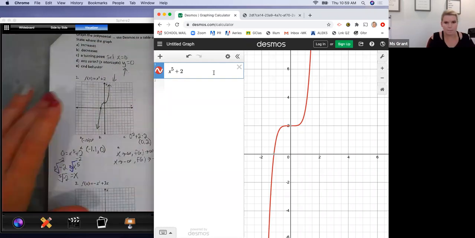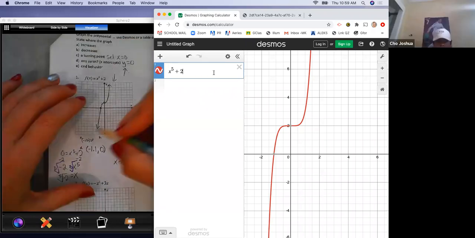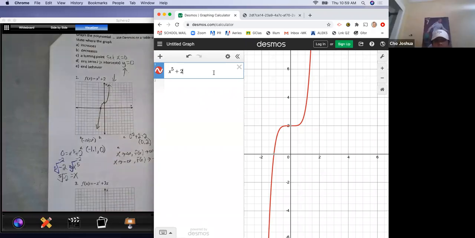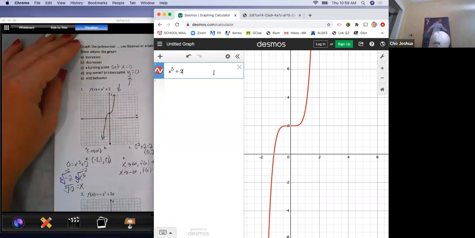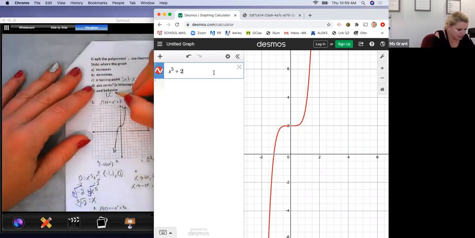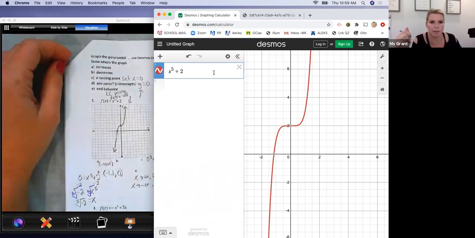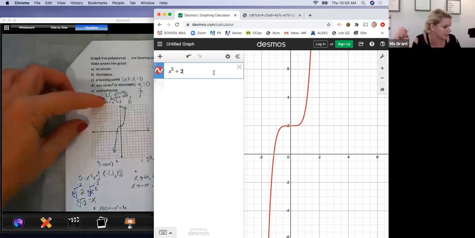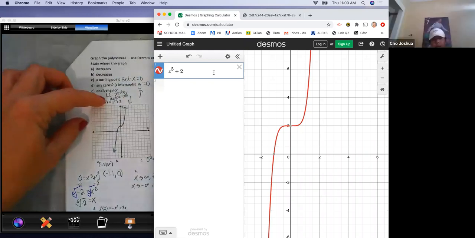Miss Grant, I have a question. How do you know where to start the line? Because we solved for the bend point, which is y equals 2, but then how do you know where to start the graph? I knew because it had a leading coefficient of positive and the degree was odd. Remember how we just spent all of Tuesday talking about what it looks like if I know these two pieces of information? I knew it looked like this.